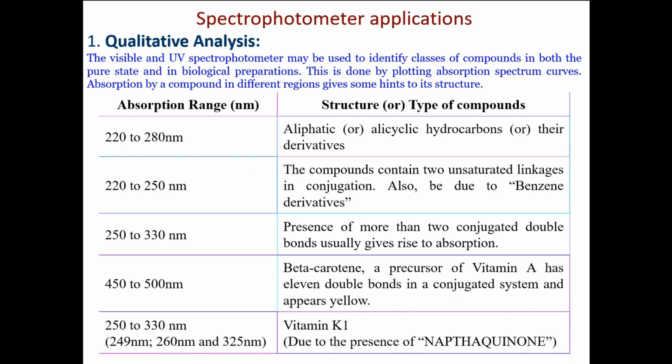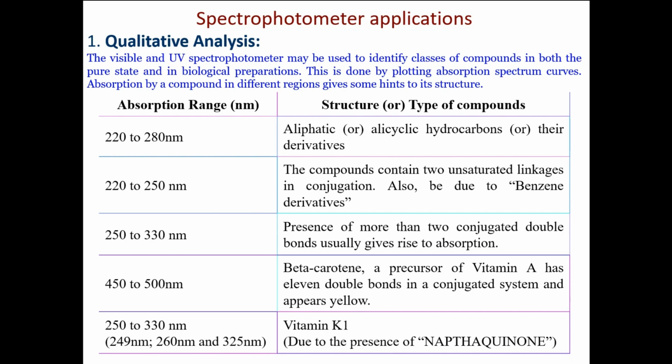Okay, so the compounds which show conjugated double bonds with a ring are called aromatic hydrocarbons. The aliphatic hydrocarbons will show the characteristic absorption at 220 to 280 nanometers. This is very fixed, and based on that, you can say the sample has aliphatic or alicyclic hydrocarbons or their derivatives. That's it.